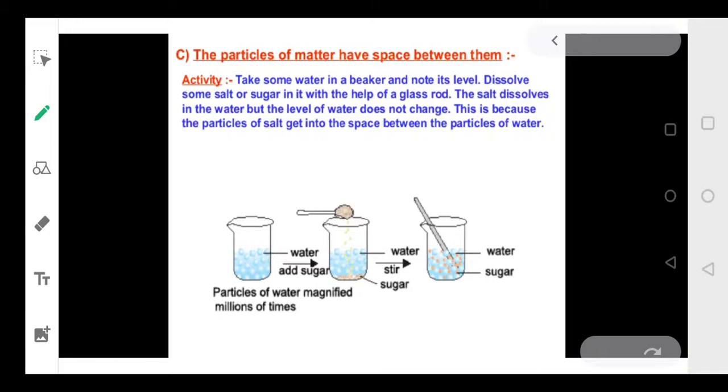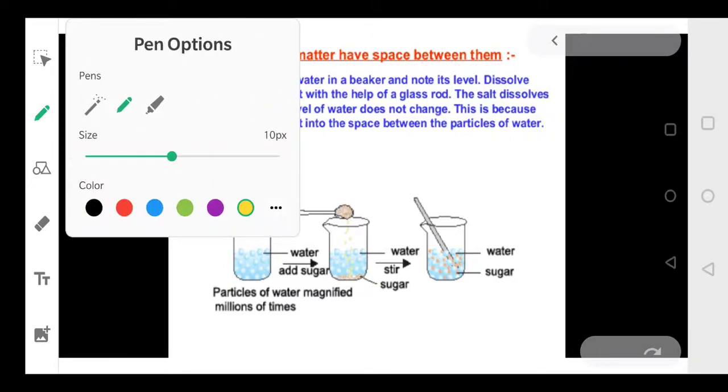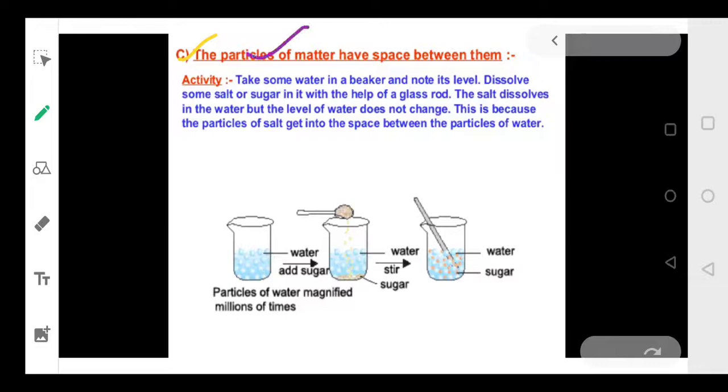So we'll start the second activity. The first we did yesterday, so today we'll start with the second one. We've talked about the characteristics of matter. The second characteristic is that the particles of matter have space between them. We have talked about how every matter is made up of particles, and these particles are so small that we cannot see them with naked eyes, but they have space between them. To demonstrate this, we'll perform an activity.